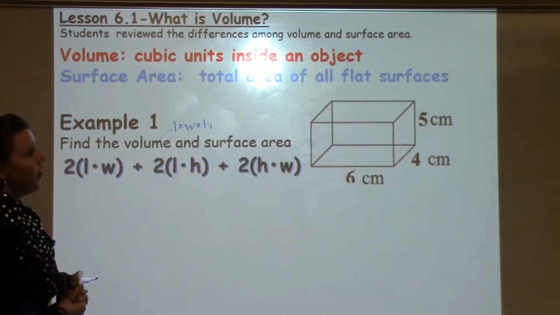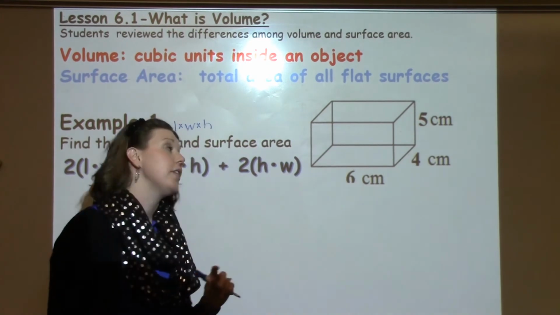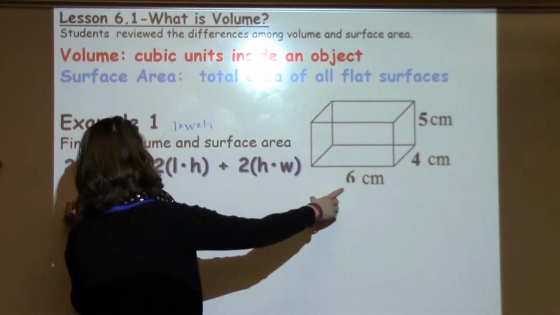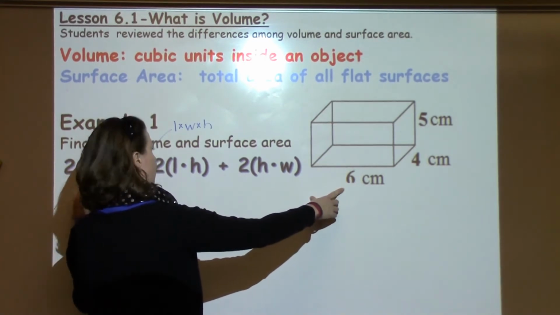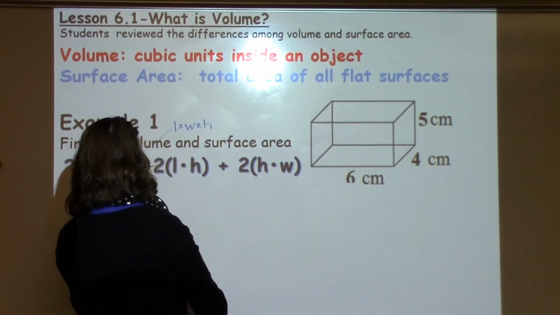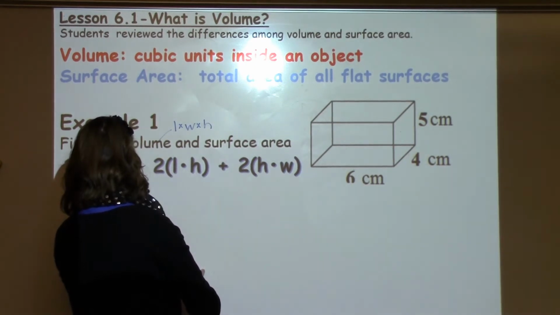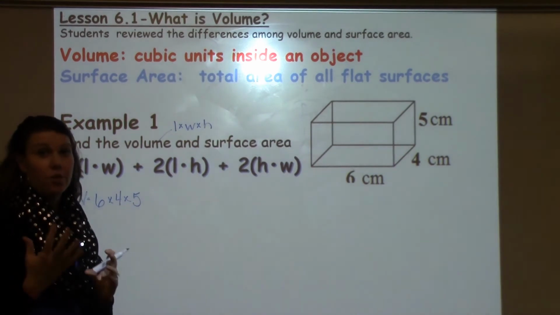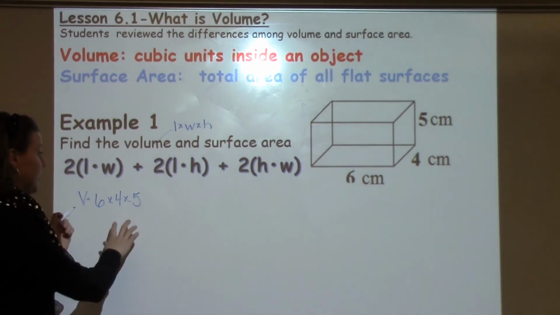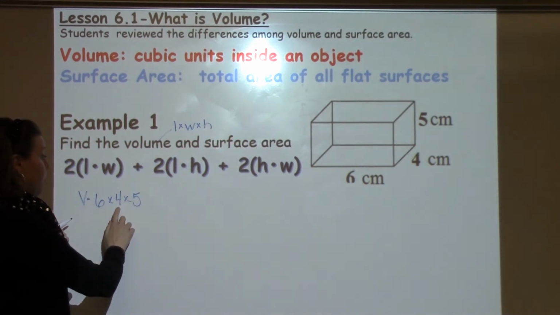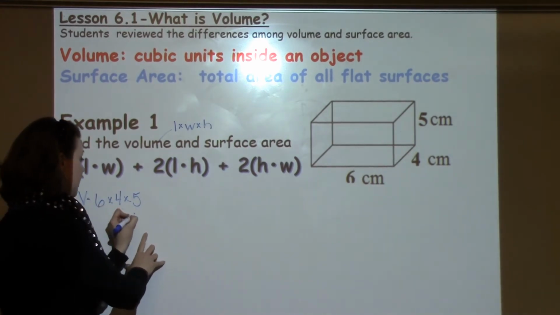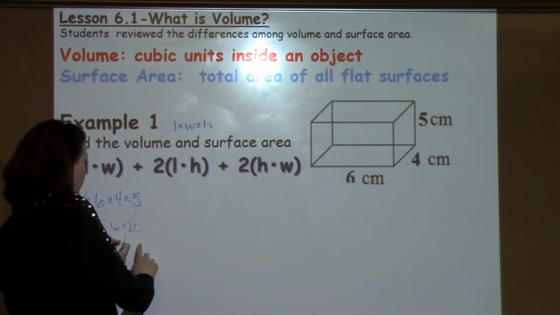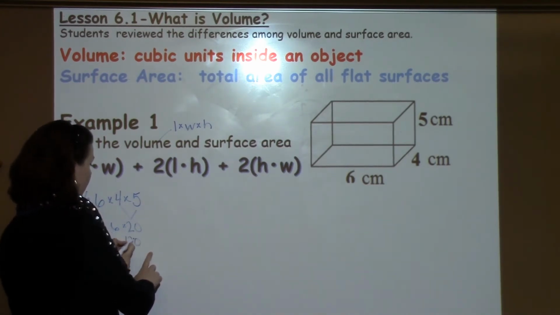Alright, so I'm going to start with volume. As I said, this is a review from 5th grade. So what students are going to do is take our 6 times our 4 times our 5. Now, students can look for facts that they know to mix these around. So in my brain, the easiest thing to do would be the 4 times the 5, which is 20, times the 6. So 6 times 2 is 12, add a 0, which is 120.